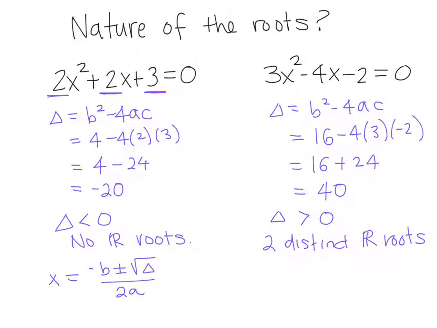But why is that? We have a quadratic formula that states x is equal to negative b plus minus square root of delta over 2a. Our delta is 40, so we have negative b plus minus square root of 40 over 2a. Therefore, we have two different roots that are real, so we can say it has two distinct real roots.